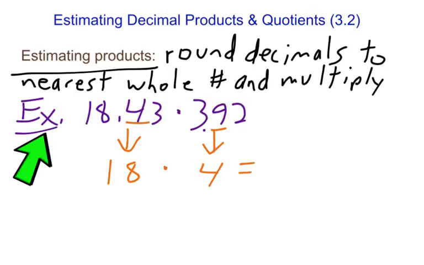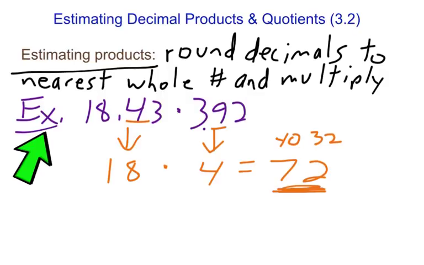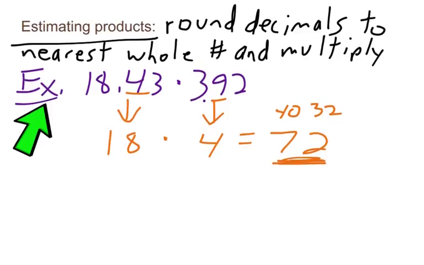And to do that mentally, I'm going to think 4 times 10 and 4 times 8. 4 times 10 is 40. 4 times 8 is 32. I'm just going to add those together and get 72. So that's how you estimate products. Just round the decimals, nearest whole number, and then multiply. Not too shabby, right? Not too hard.